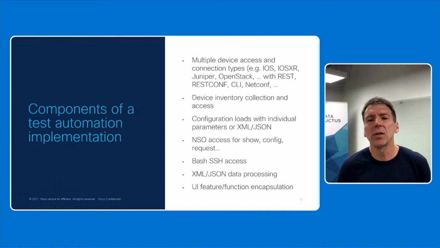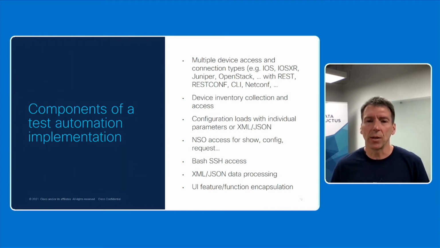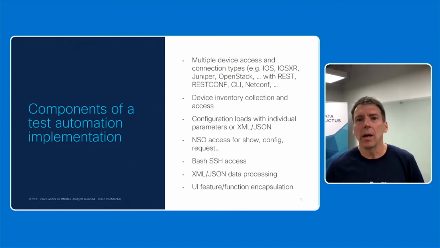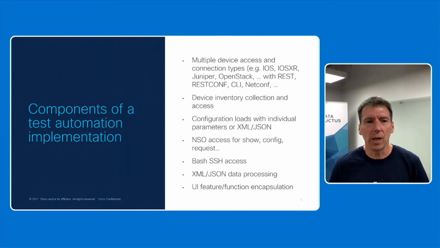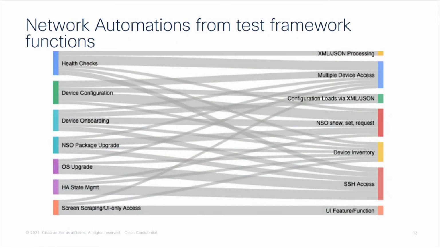Things coming back from NSO and from devices these days can come back in JSON or XML, and there are a lot of great tools that you can use to process those. And then if you have a UI, like I mentioned Selenium before, you might have built ways to encapsulate various bits of testing a UI that you can then reuse. So these are the components of a test automation implementation that I list down here on the right side. You can see these bits.